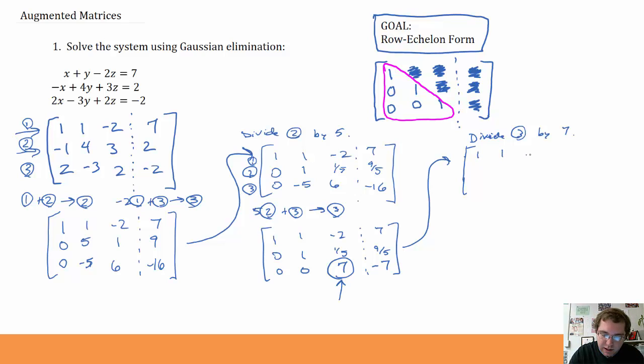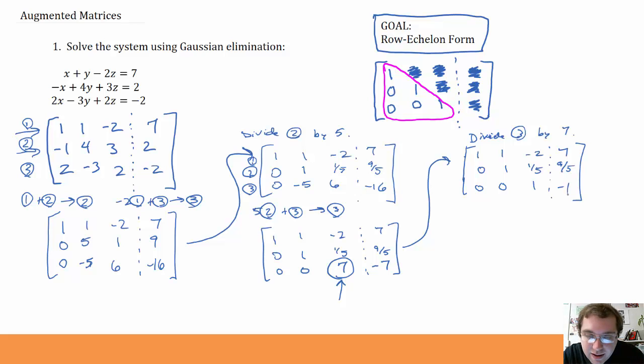So the top row doesn't change. Second row doesn't change. Bottom row changes by dividing it by 7. So 0 divided by 7 is 0. 0 divided by 7 is still 0. 7 divided by 7 is 1. Negative 7 divided by 7 is negative 1. Hey, we got our triangle of 1s and 0s. Perfect. Now, you might ask, well, what does that do?